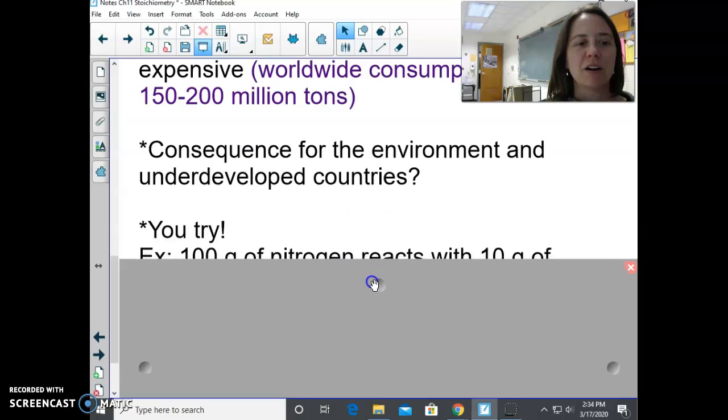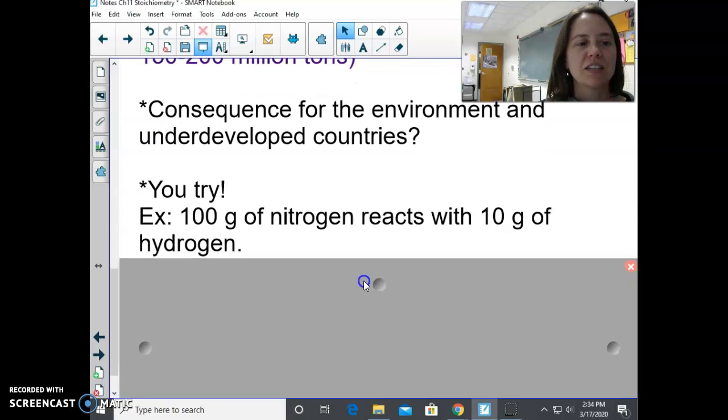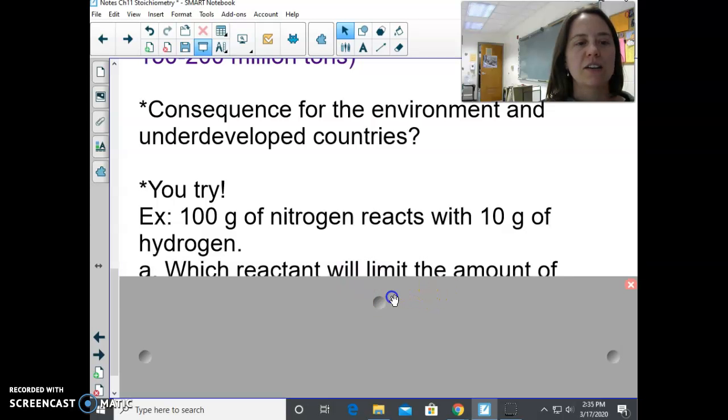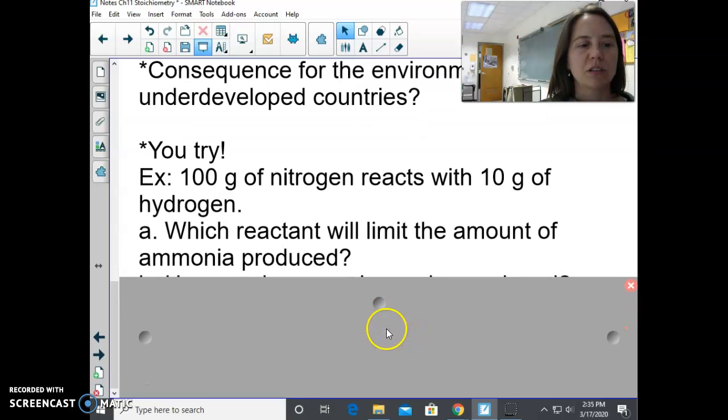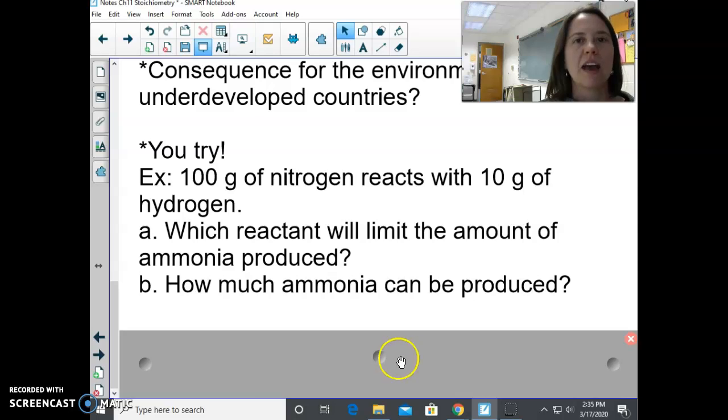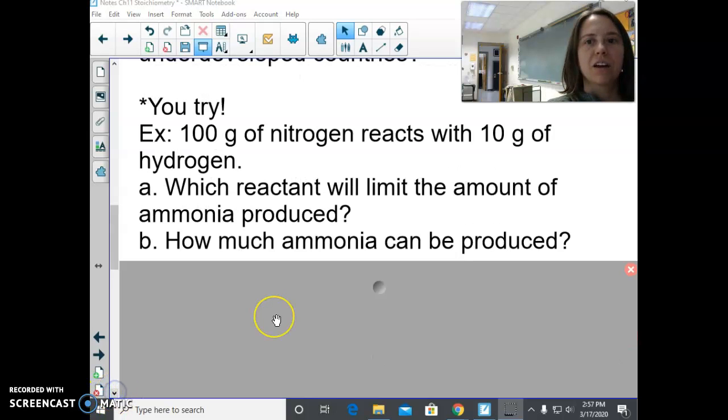Now comes the interactive part. You try. Please write this down just like normal. 100 grams of nitrogen reacts with 10 grams of hydrogen. Which reactant will limit the amount of ammonia produced? And how much ammonia can be produced? What I need you to do in your notebooks is set up this limiting reactant problem just like we did the other one, and figure out first the limiting reactant and then use the limiting reactant to figure out the product. Okay, what did you get for your balanced chemical equation?